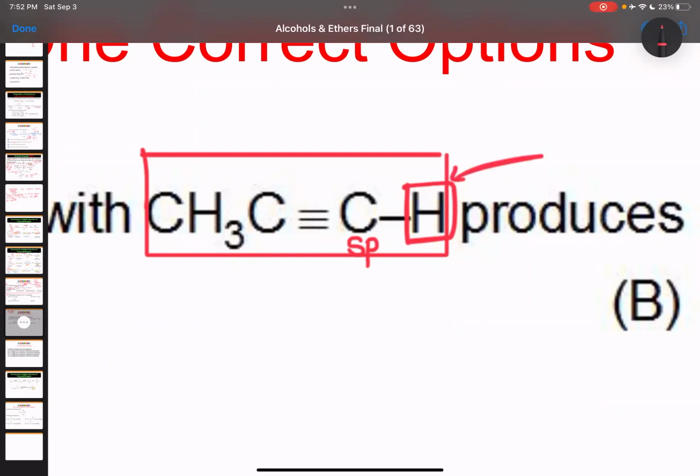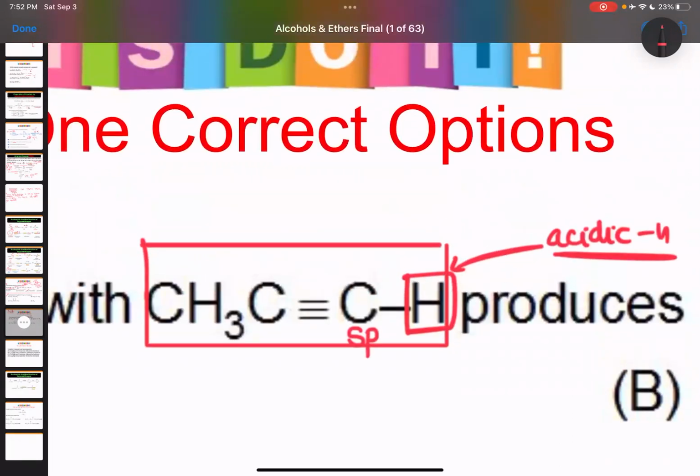Is it clear? Any doubt? Acidic hydrogen, active hydrogen. We have active hydrogen on water, on NH3, on HCl, and in CH3COOH. These are the active hydrogens.